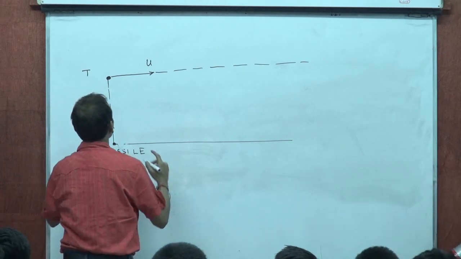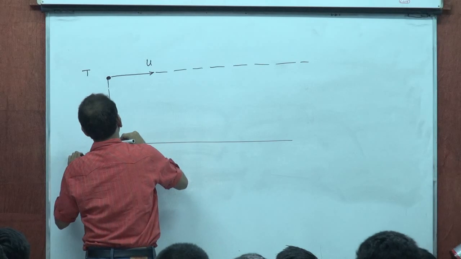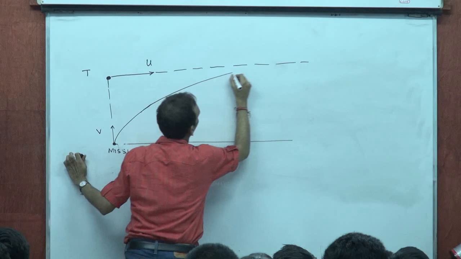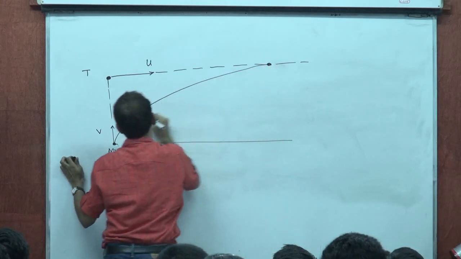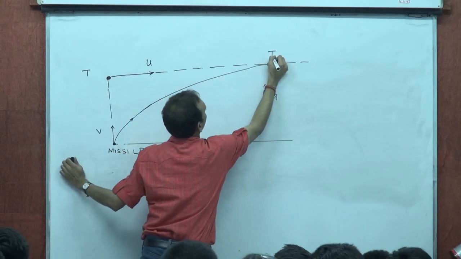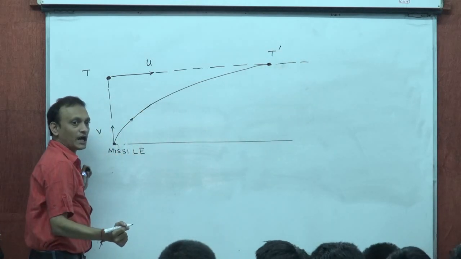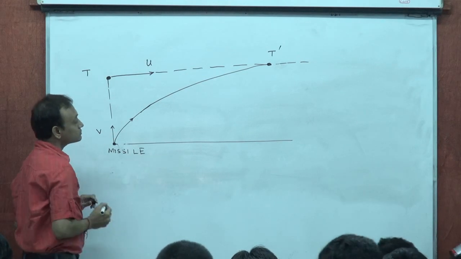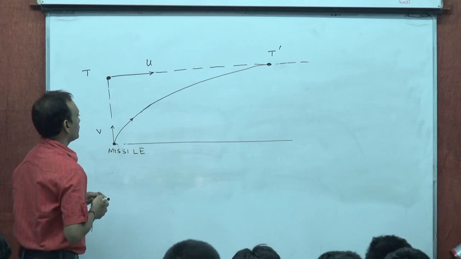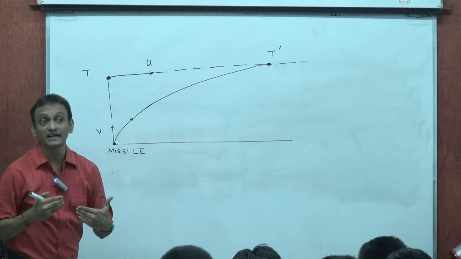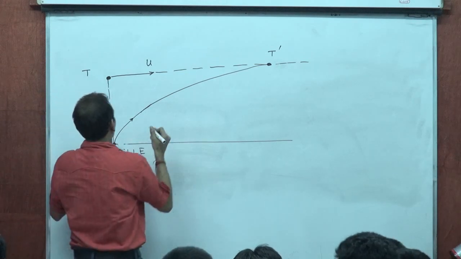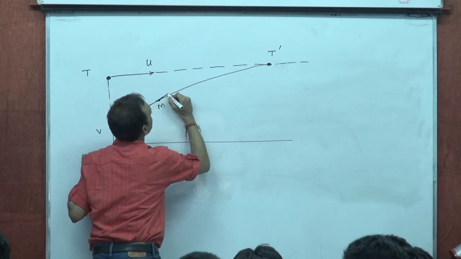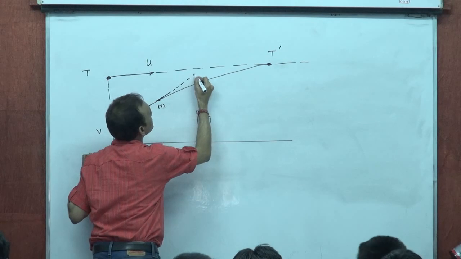That means eventually the missile will follow this complicated trajectory and will hit the target somewhere at T prime, let's say. And I want to find the time it takes to hit the target. Let's say when the missile is here, its direction is pointing towards the target.